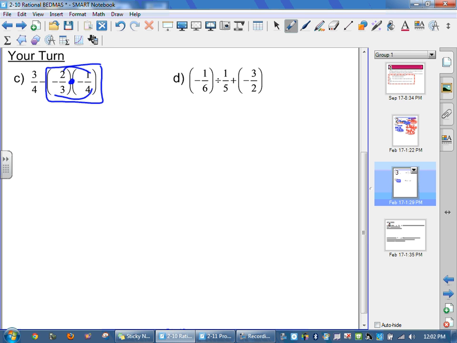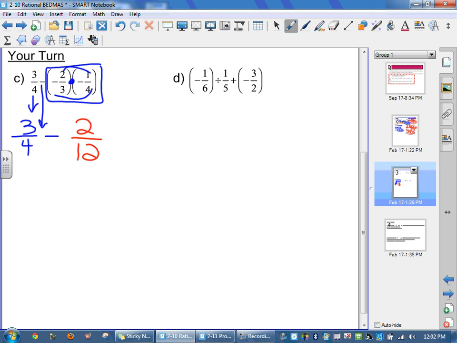Good. So this guy's going to come down, 3 over 4. The subtract sign comes down. And now I'm just going to multiply tops and bottoms over here. 2 times 1 is 2. 3 times 4 is 12. All right. With subtracting, I need the same bottom number. What is a good bottom number to use here? 12 works, okay, because 4 divides into 12.